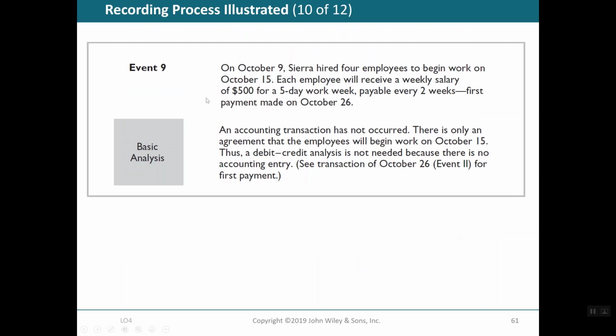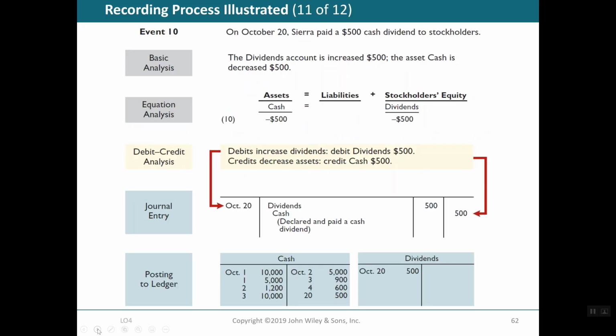Okay. On event 9, October 9, they hired 4 employees to begin work in October. Each employee received a weekly salary of 500 for a 5-day work week, payable every 2 weeks. First payment will be made October 26th, right? So there's just an analysis, but there's no need to record the transaction. Our first economic transaction will take place October 26th when they make their first payments.